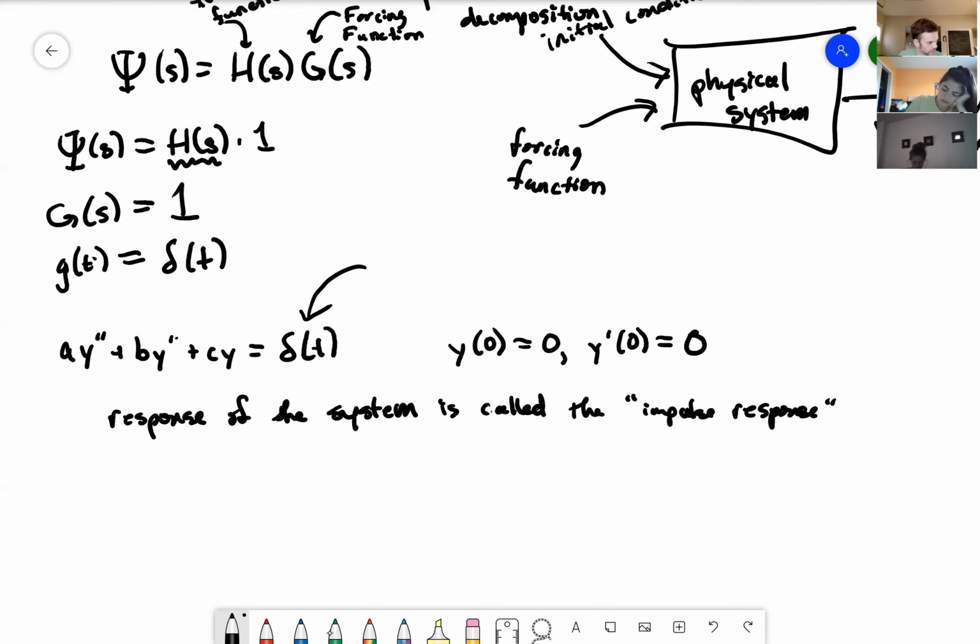Okay. Maybe the bigger takeaway is that convolution is a useful way to solve these equations. But anyway, I think that's an interesting connection with the actual physical stuff that we're trying to use.